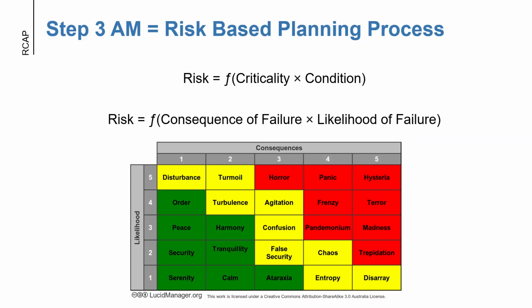And just a refresher of this really nifty way to look at risk as a function of criticality versus condition, or a function of consequence of failure times likelihood of failure, and using a numerical chart or color coding can be really helpful in categorizing these risks.